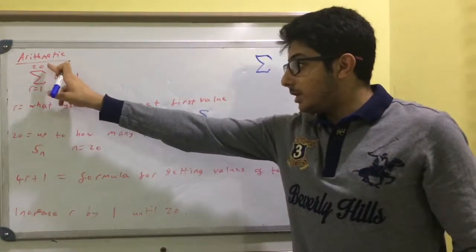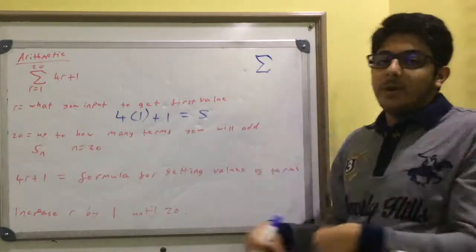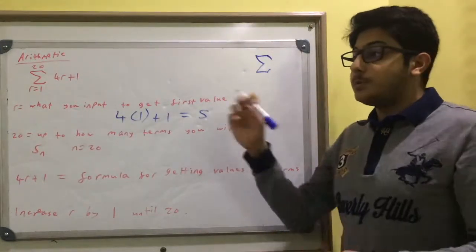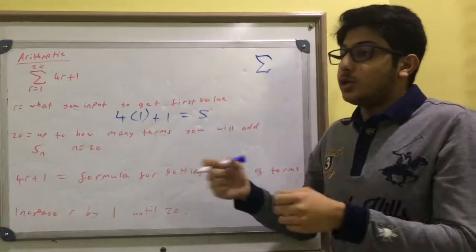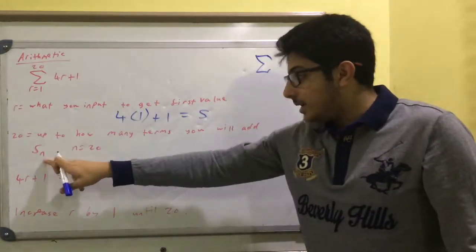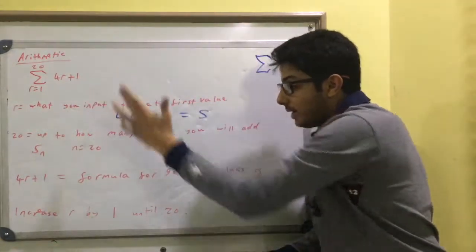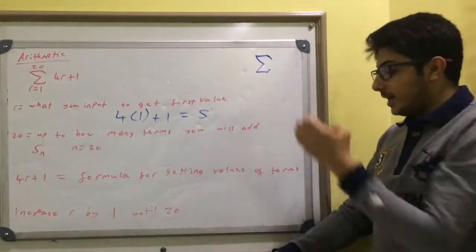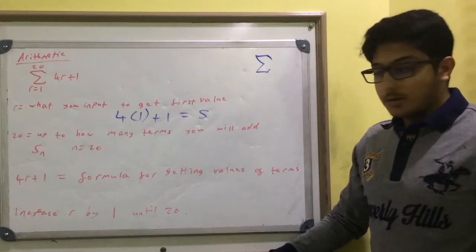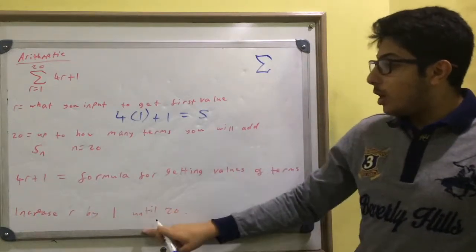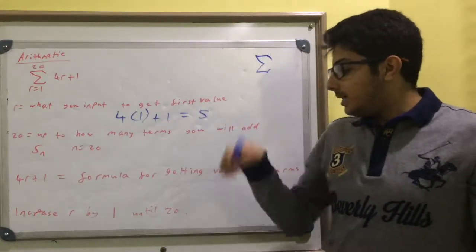The 20 here, so any number on top, is up to how many terms you're adding. So up to how many terms you're going to find the sum of. So S of n, the n is basically 20, that's what it means. The 4r plus 1 here is the formula you use for getting the values of terms, alright? And you increase r by 1 each term until you get to 20.